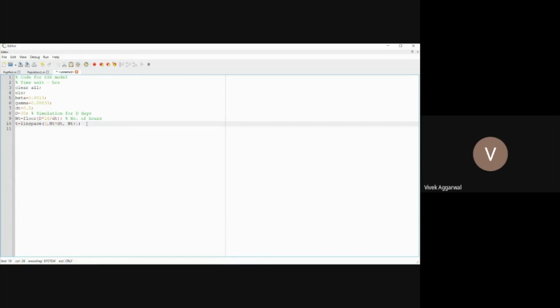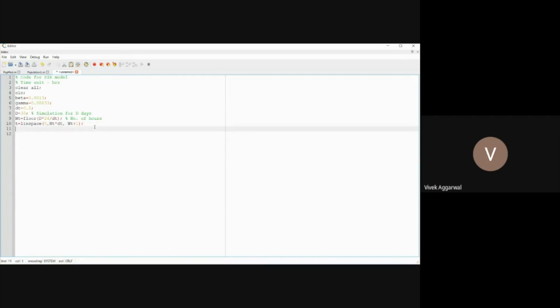Why am I taking plus 1? Because it is already starting from 0. So suppose I take nt is equal to 1, then I have two mesh points, 0 and dt. So the number of mesh points will be nt plus 1, so 2. That's why we always go for nt plus 1. So these are the time steps I get.